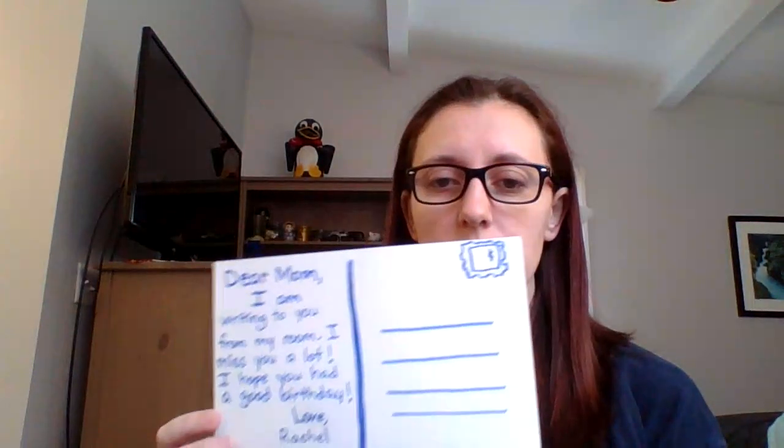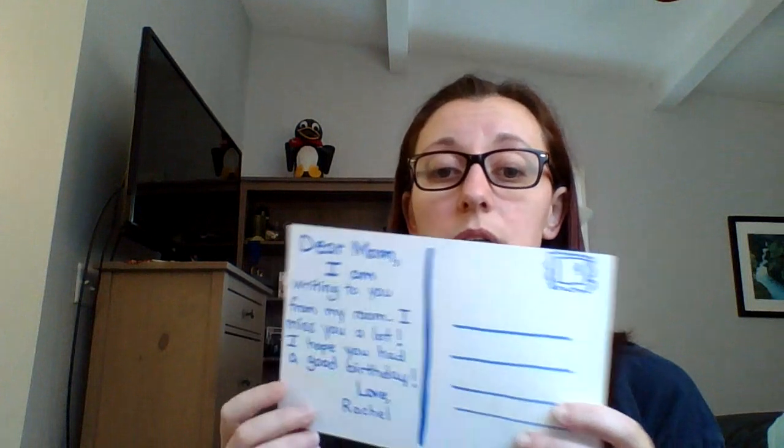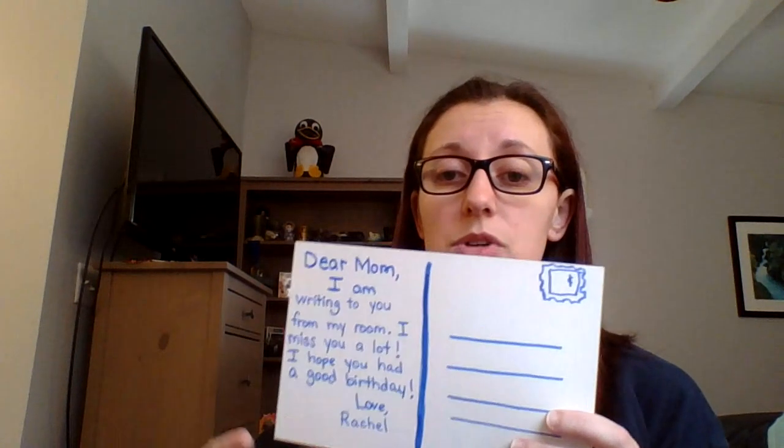Now, this isn't a real one that I'm going to send out because I would need a real stamp. And I could make it like this and write the address, but I don't want to do that. And it wasn't really my mom's birthday. I just did it as an example. Actually, it was my sister's the other day, and I should have just used hers, but I didn't think about that.